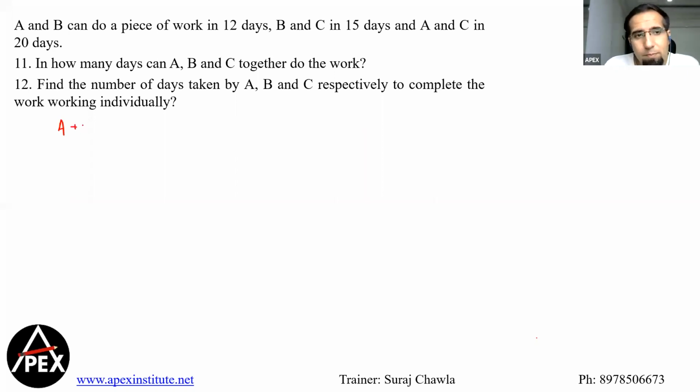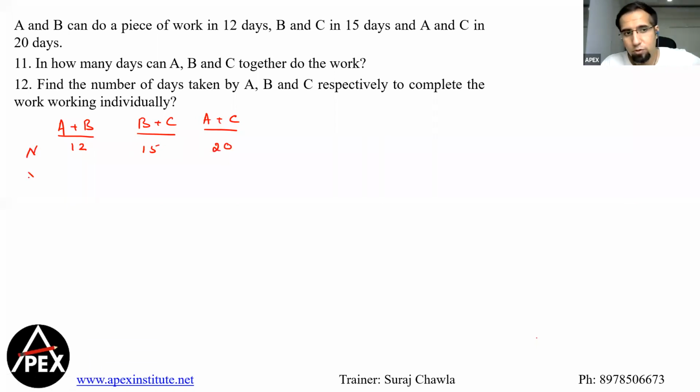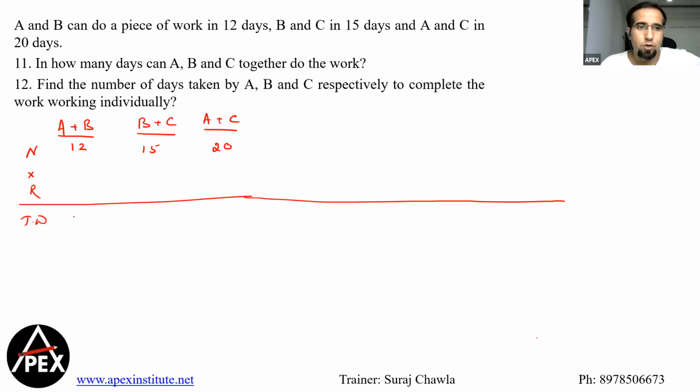I'm given that A plus B can complete a piece of work in 12 days. B plus C can complete the work in 15 days. And A plus C can complete the same work in 20 days. So let's follow the same rules here, guys. N into R is equal to total work. In fact, let me complete the whole table. I know the LCM of 12, 15 and 20, so total work becomes, let's say, 60 chocolates.